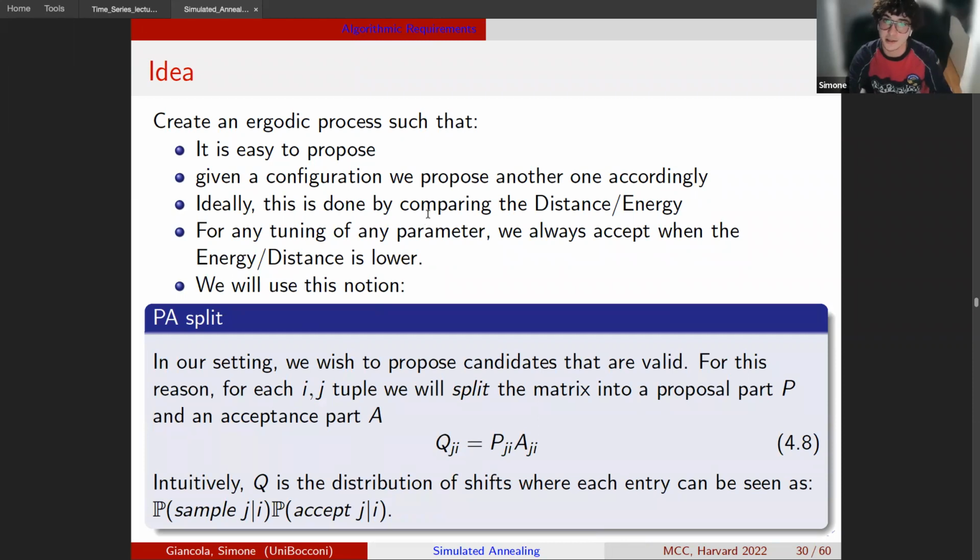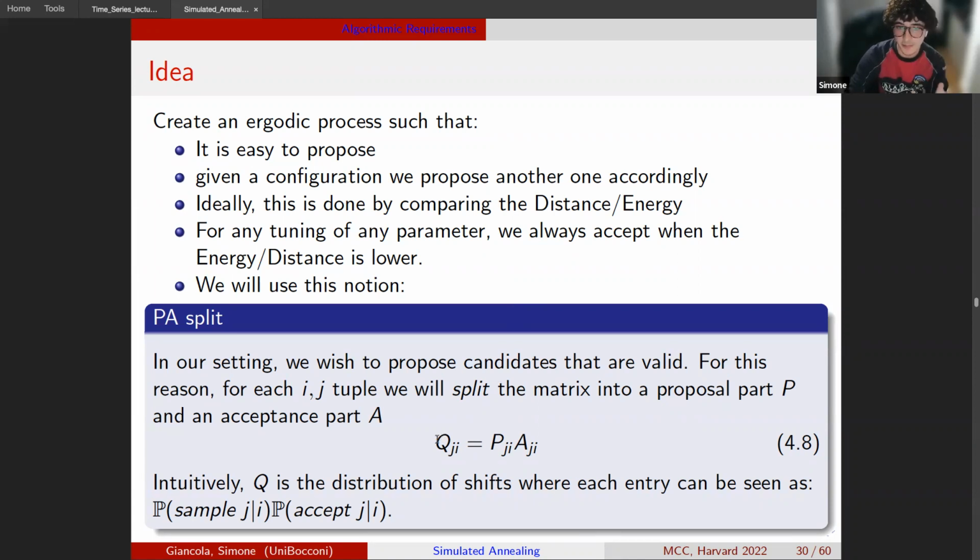Keep in mind that this does not mean that we will not accept configurations that give a higher distance than the current one. So this is something to keep in mind. We're just requiring to always accept when distance is lowered. Then we will find a way to explore the space such that we do not get stuck at local minima. To ease this process, we will assume that there's a proposal and acceptance split.